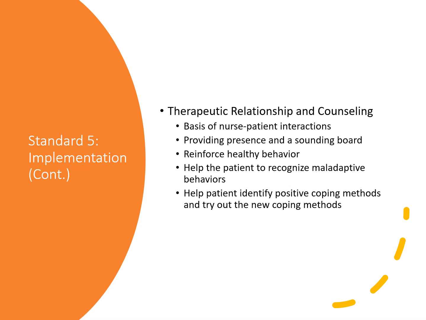Also, standard five continues. We talk about therapeutic relationships and counseling. This is the basics of nursing client interaction, providing present and sound decisions, reinforcing behaviors, helping the client to recognize maladaptive behaviors. So instead of using maladaptive behavior, we want to get them to use adaptive behaviors. What behaviors can they change to help their condition? Positive coping mechanism, trying out new coping methods. Some clients may like to read, they may like music, pet therapy. So what are some things that they can do to help them cope?